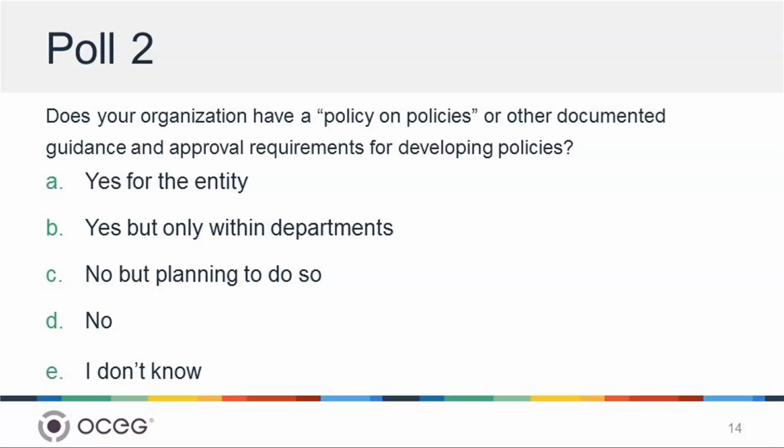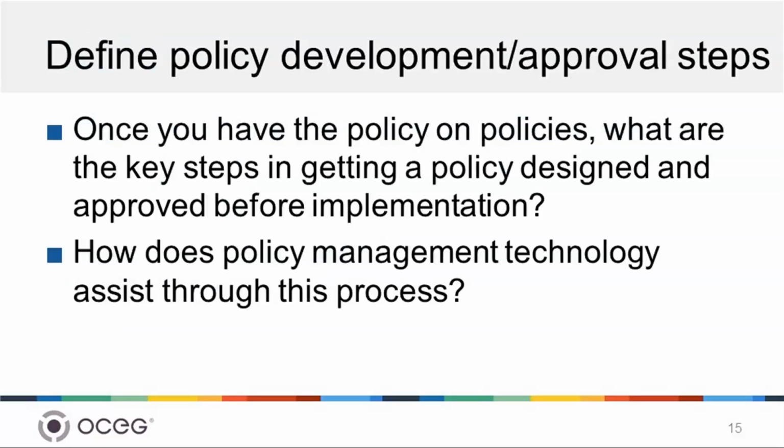And while people are answering the poll, I want to move on to questions about defining policy development and approval steps. After you have that policy on policies, what are the key steps that you should establish for getting a policy designed and approved before it's implemented? And then after we talk about those steps, again, I want to talk about how policy management technology can assist in this process. Michael, why don't you start?